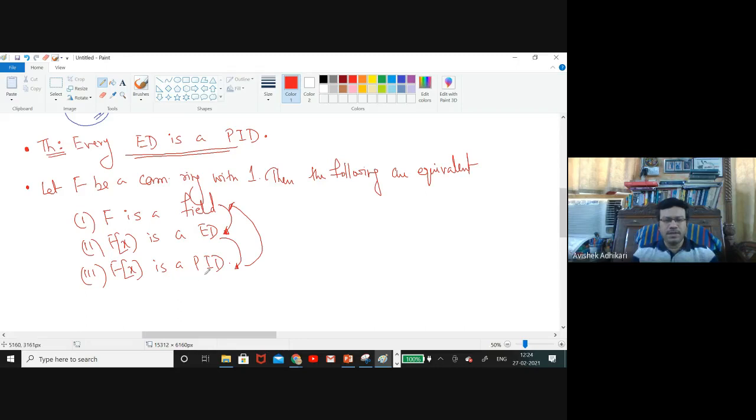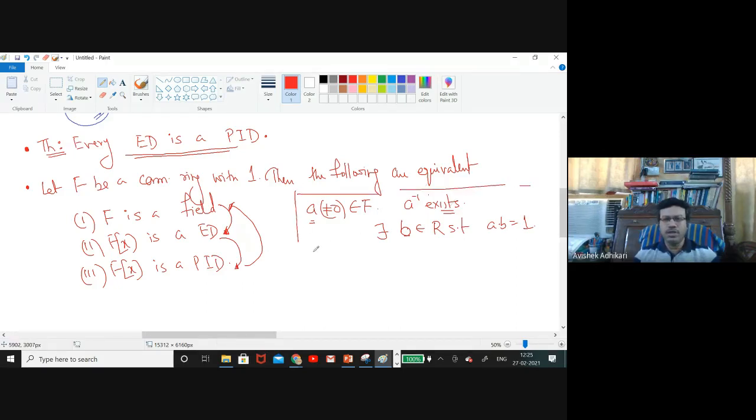Since F[x] is a PID, then of course F[x] is an integral domain. That means F[x] is a commutative ring with 1. That means F is also a commutative ring with 1. So what you need to show is: take any non-zero element a from F, and show that its inverse exists. That is, there exists some element b belonging to F such that a times b is equal to 1. That's all, and that proof is also very straightforward.